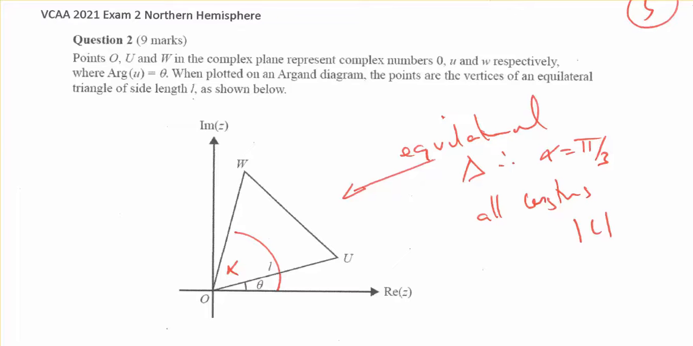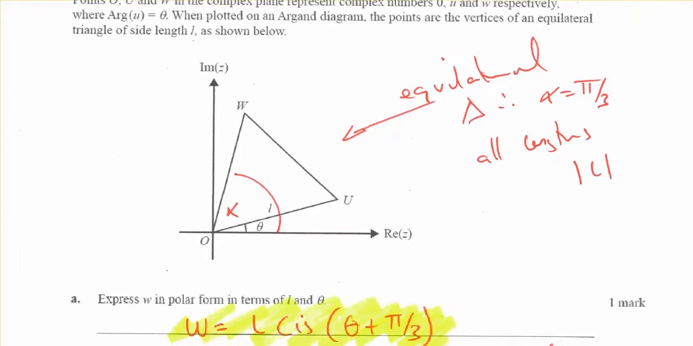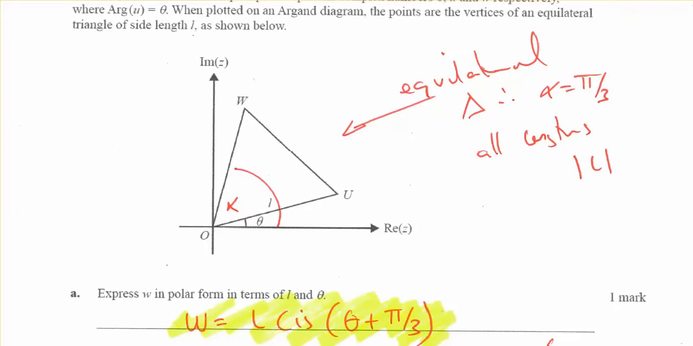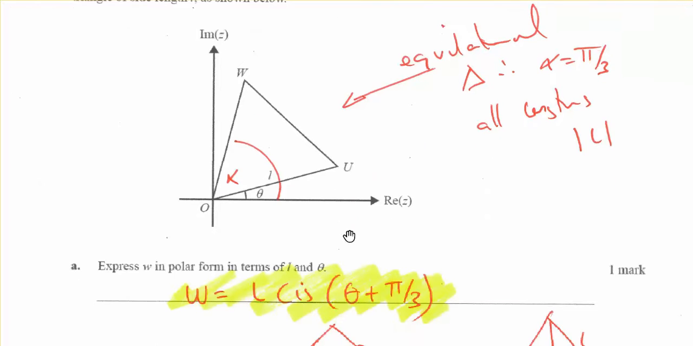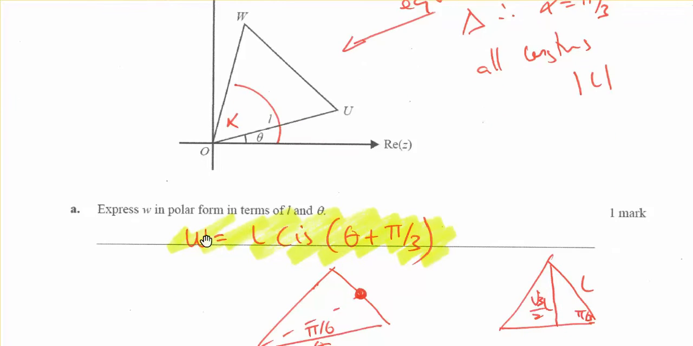Okay, talking about question number 2. Remember, we did this. Talking about question number 2, we have this triangle, an equilateral triangle. Therefore, alpha, which is in here, is going to be pi on 3. All lengths are equal.